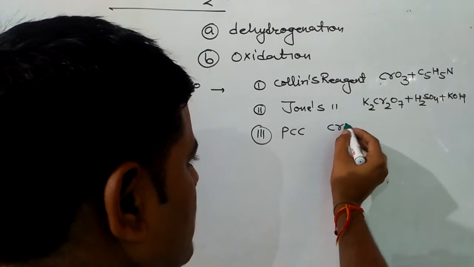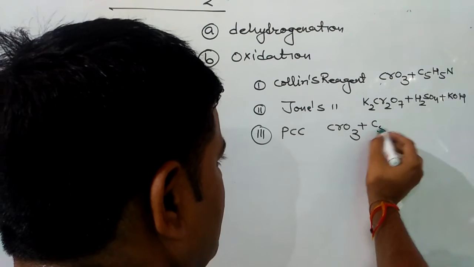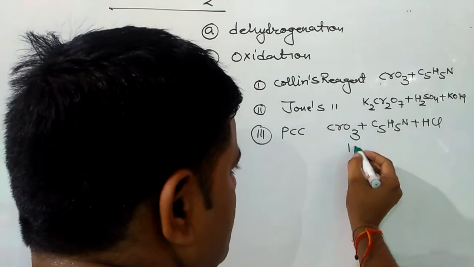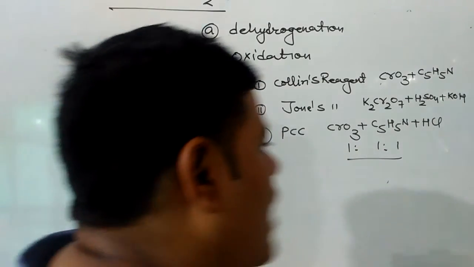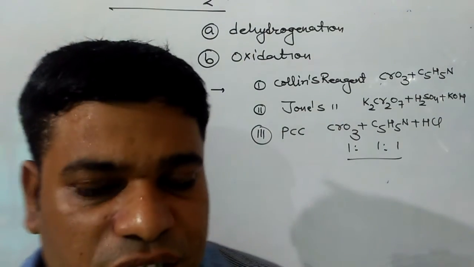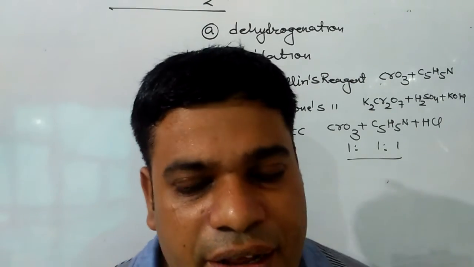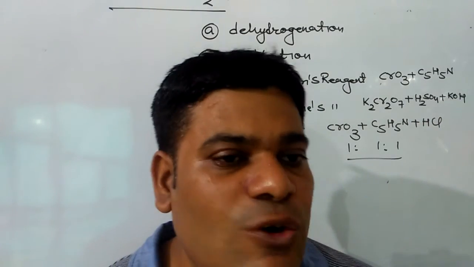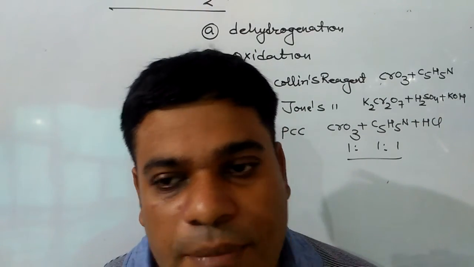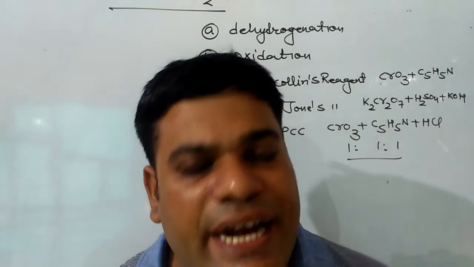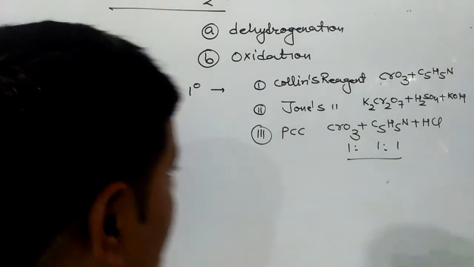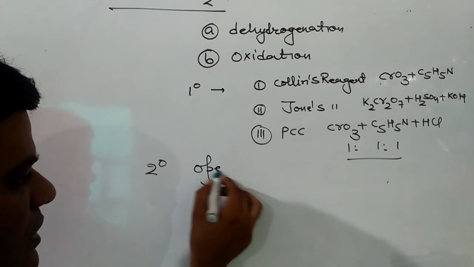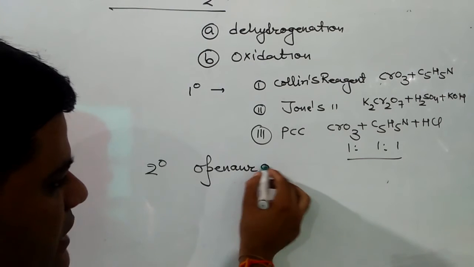It consists of CrO3 plus pyridine plus HCl in a ratio 1:1. This mixture is known as PCC. Out of these, if any one is going to be used, then primary alcohol will form aldehyde. Any one of these oxidizing agents will oxidize primary alcohol up to aldehyde only. But if alkaline KMnO4 is going to be used, then we will get carboxylic acid. Next one is from secondary alcohol, and secondary alcohol can be changed into ketone by Oppenauer oxidation reaction.